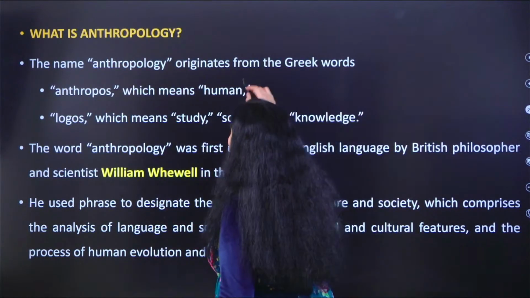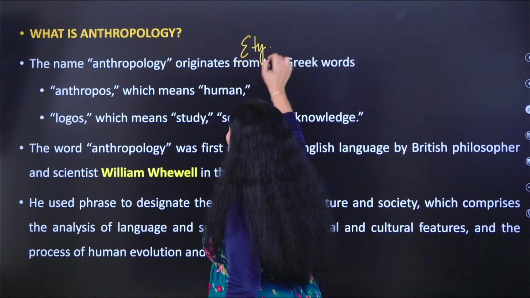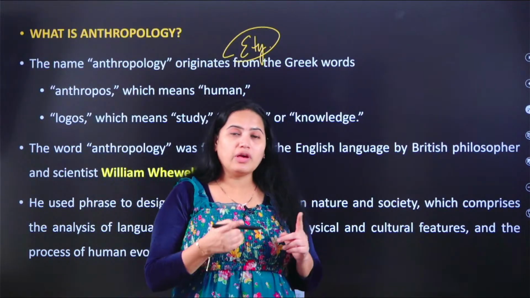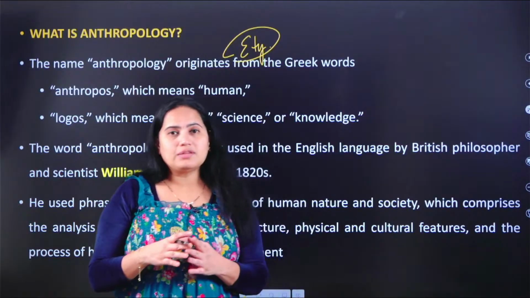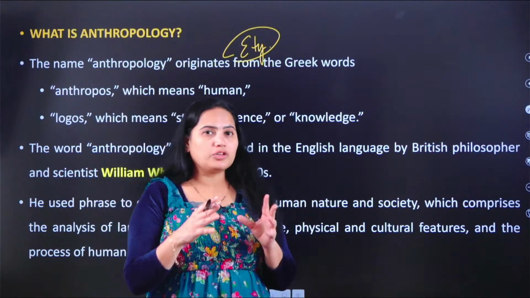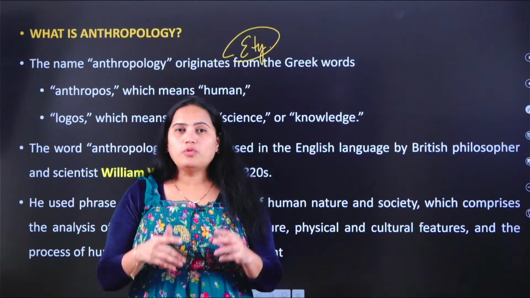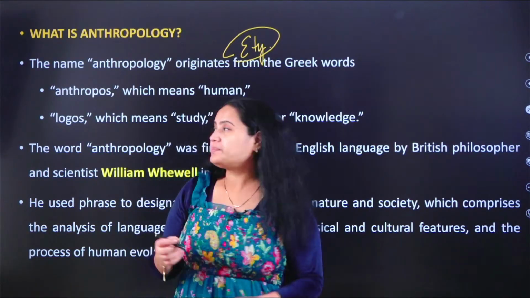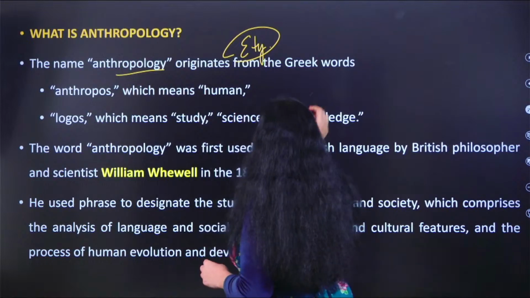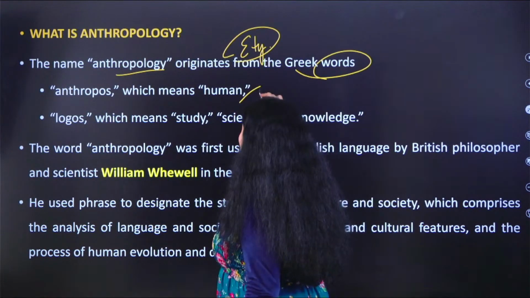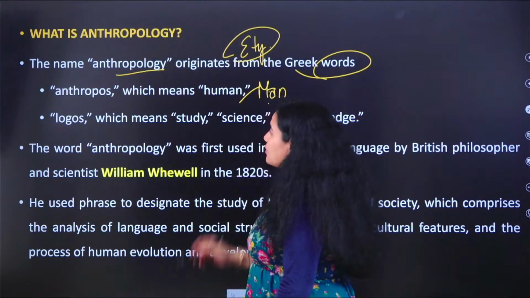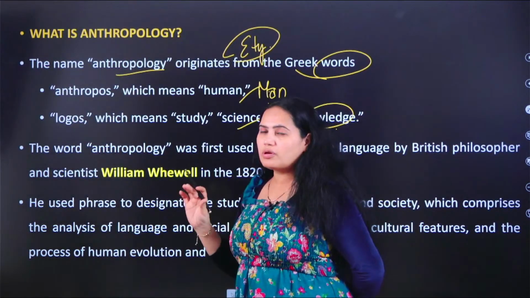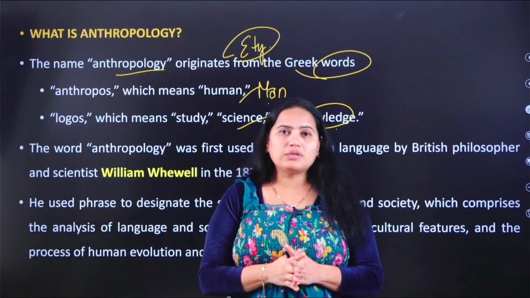Okay, so anthropology in its etymological sense. We have two meanings associated with anthropology: one is the etymological meaning, the other is the scientific meaning. We have already covered the scientific meaning, and now let us understand the etymological meaning. Anthropology is a combination of two words, anthropos and logos. Both words originate from the Greek language, where anthropos means man and logos means science or study. So the name anthropology originates from the Greek words, where anthropos means human, literally man, and logos means science of study, that is knowledge. If you combine these two words, anthropology is the science of the study of man.